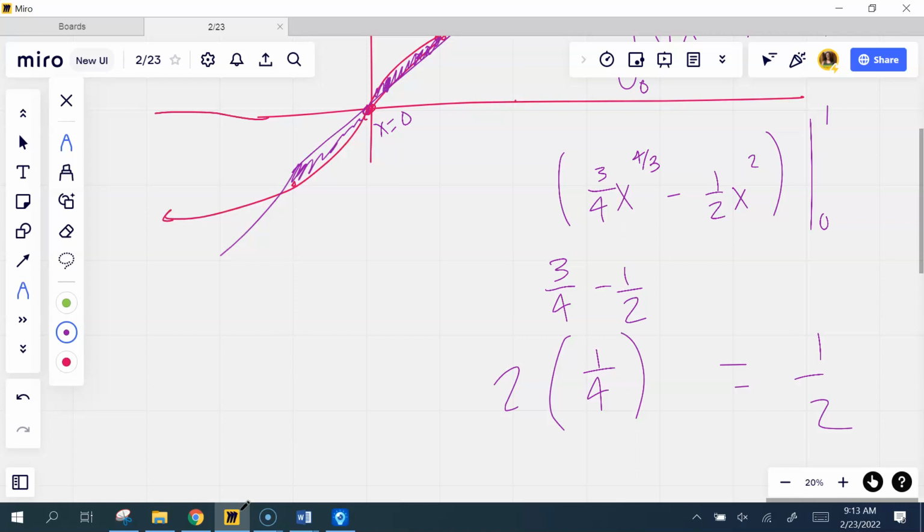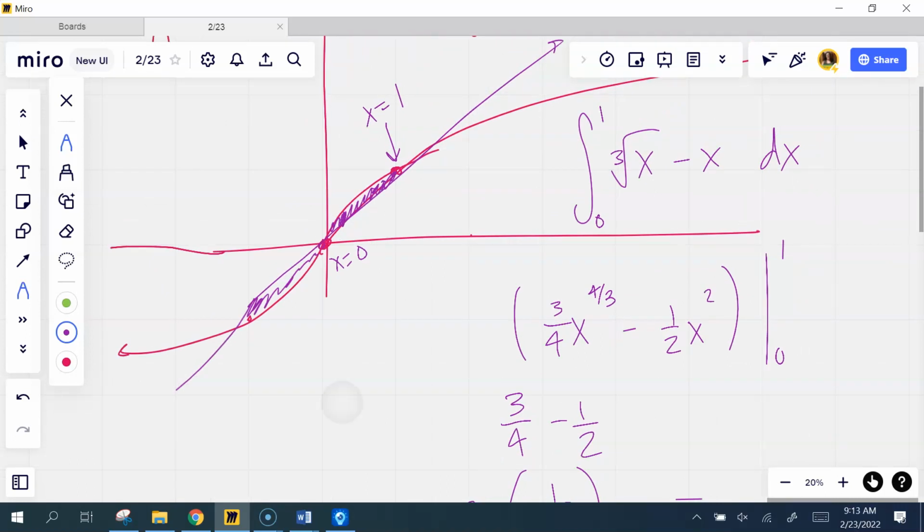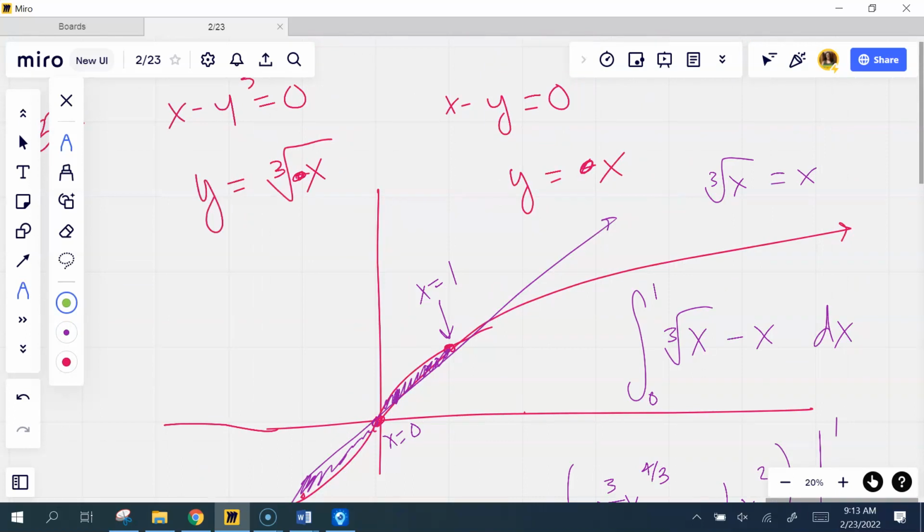Wait, so what about the y stuff? So if this was with respect to y instead of x, let's just take this exact same one. I would solve this equation for x instead of y. So it'd be x equals y cubed. It still graphs the same, right? So this is y cubed. This one would be y, right?